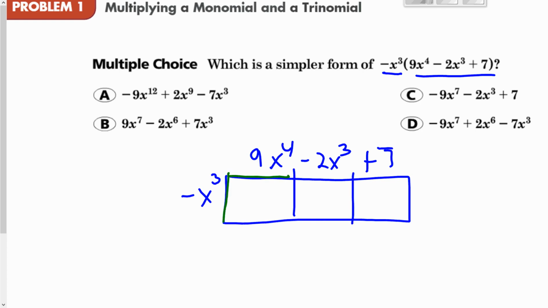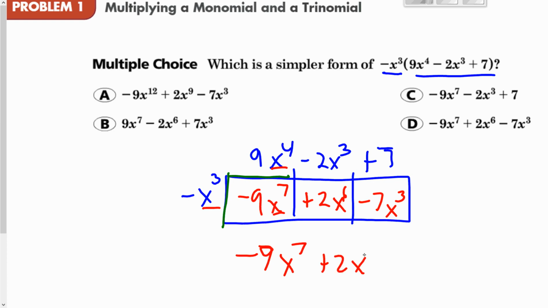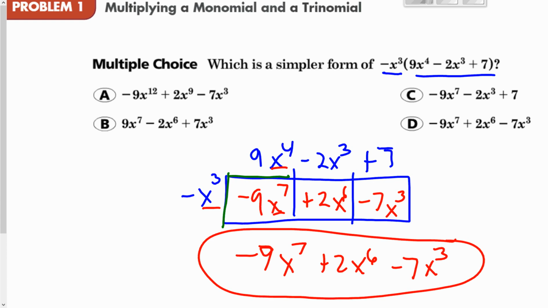So length times width, so negative times 9, that's a negative 9, and x cubed times x to the 4th is x to the 7th. Or you can think about, I have 4 x's here and 3 x's here, it's a total of 7 x's. Negative 2 times a negative, that's a positive 2, and x cubed is x to the 6th, and then a 7 times a negative is a negative 7, and all I have is x cubed, so there it is. So you can write it in standard form, negative 9x to the 7th plus 2x to the 6th minus 7x cubed. That is my product right there.